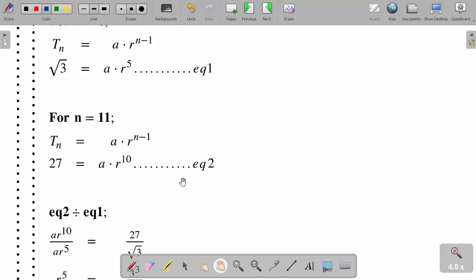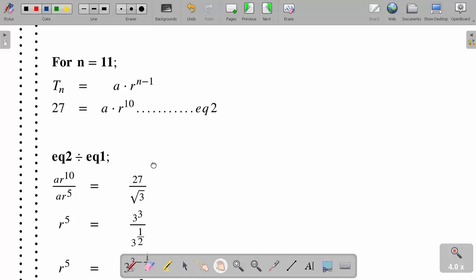Okay, if I divide equation 2 by equation 1, you see the A's are going to cancel, and then I can proceed with only the common ratio in my equation. I'm left with R power 10 divided by R power 5. Because I have the same base, in division you subtract, so 10 minus 5 is going to be power 5 here. This is 27 divided by root 3.